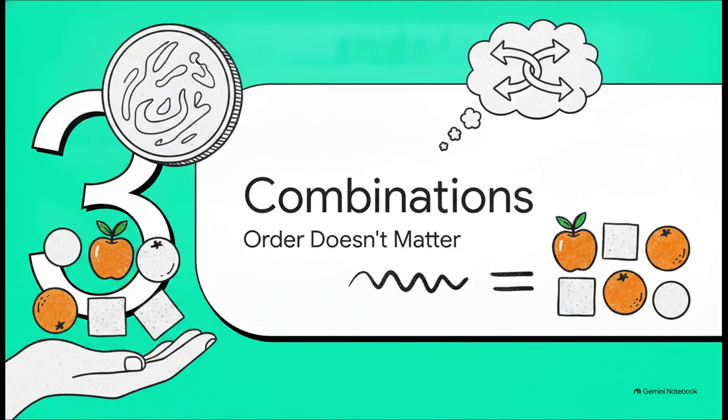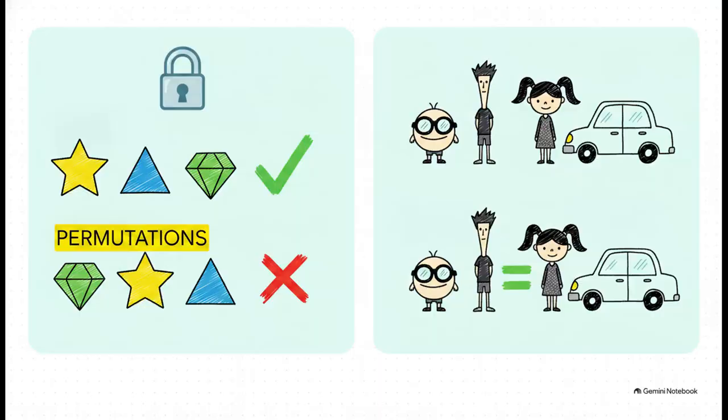All right, section 3, combinations. This is where order doesn't matter. So what happens if we remove the strict constraint of sequence completely? Let's explicitly compare the two so it really locks into your brain. Think of the letters A, B, and C. In a permutation, ABC is fundamentally different from CBA. They are two distinct sequences, kind of like two different passwords. But in a combination, ABC and CBA are the exact same subset.